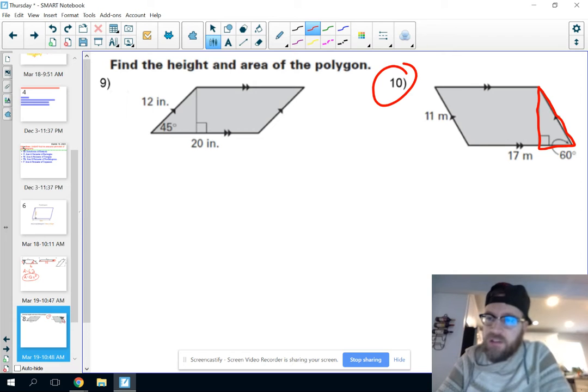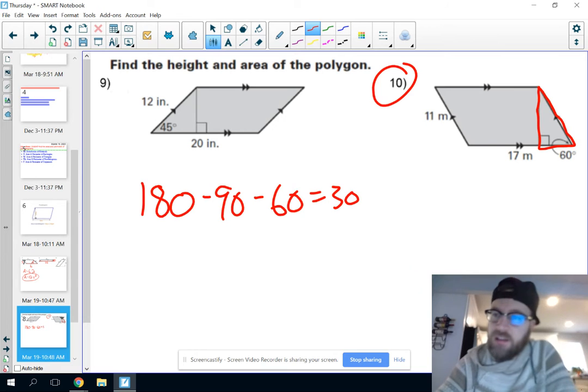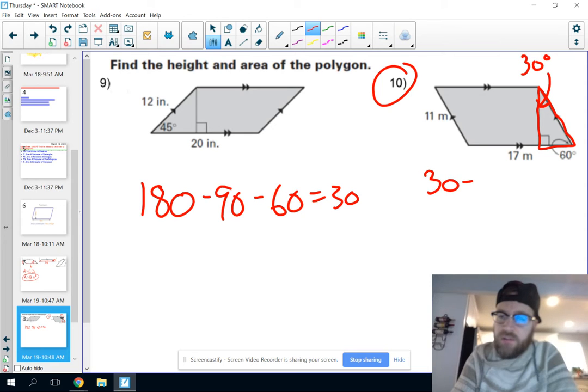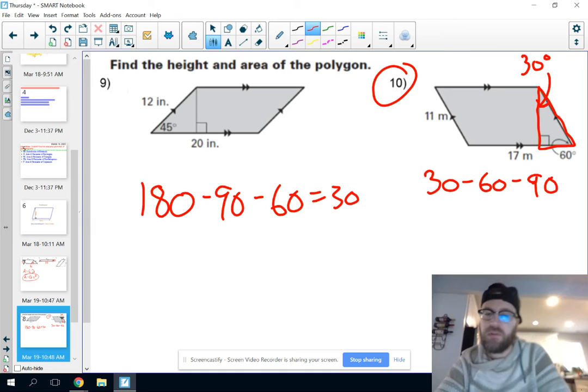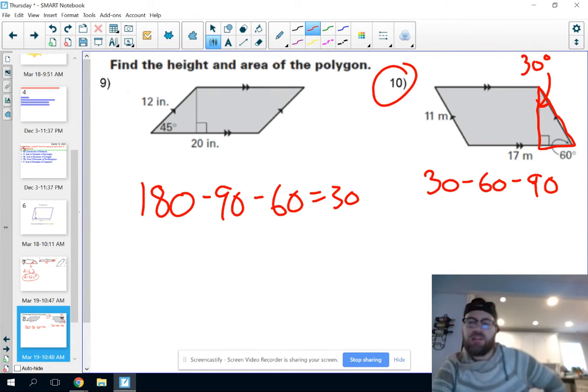And specifically, we see the 90 degree and the 60 degree. So if we want to use our triangle sum theorem, 180 minus 90 minus 60, we know that the angle at the top here is going to be 30 degrees. So we have a 30, 60, 90 right triangle. So we're going back to skill, I think that was 21 we did, special right triangles.